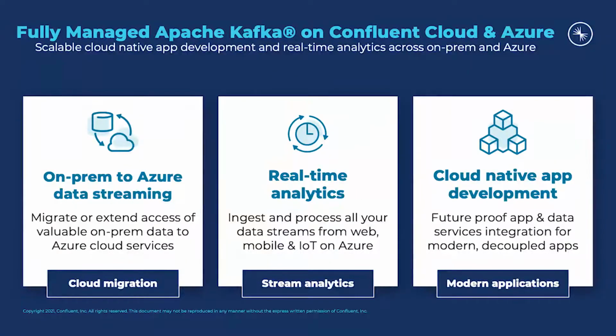Now, what this means is that what you're able to deliver with Confluent Cloud on Azure are multiple use cases, including on-prem to Azure data streaming, especially if you're considering things such as cloud migration or data warehouse modernization. You're able to leverage real-time data analytics, integrating Confluent Cloud on Azure with other native analytics services available on Azure. And you're even able to cater to cloud-native app deployments on Azure.